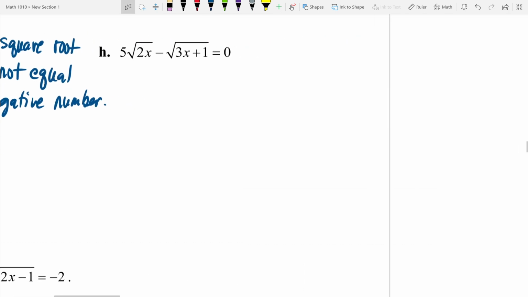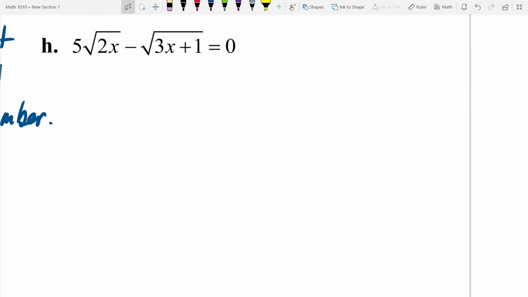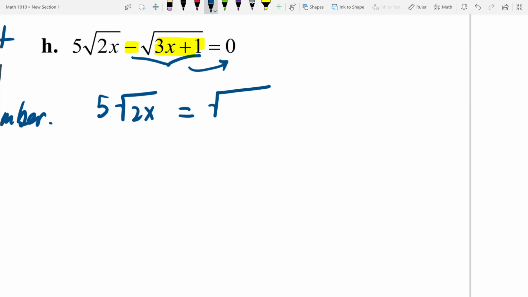Okay? Okay, question H. We have 2 roots, so I'm going to get those on opposite sides. So I'm going to take this guy and pull him that way. So I have 5 times the square root of 2x equals. Remember, when I pull him to the right, these signs are not going to change. The only sign that's changing is that one. It's a negative, so I pull it over and it becomes a positive, like that.